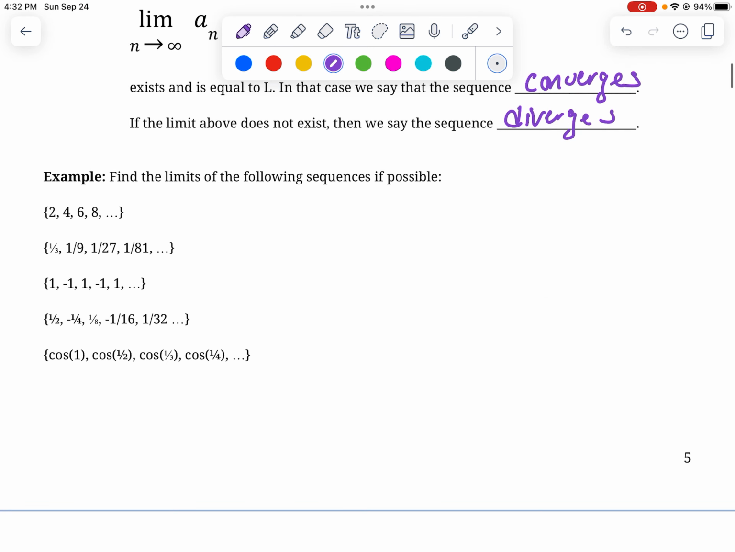Okay, down here we have some problems, and I want you to take a minute on this. I'm just going to record some silence for a bit, and I want you to tell me if you think these sequences have limits or if they diverge. Go ahead and try.